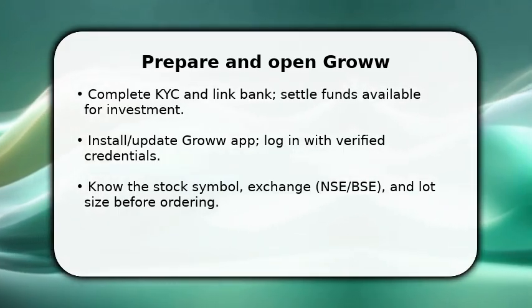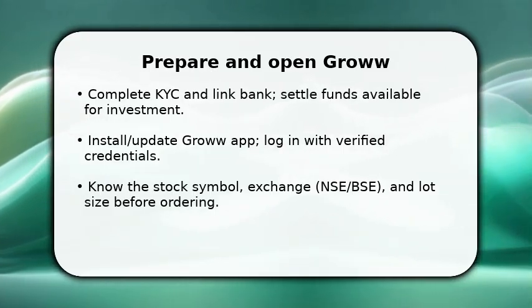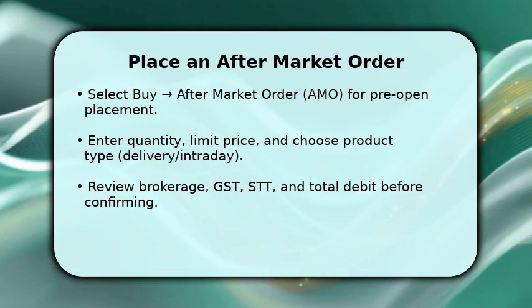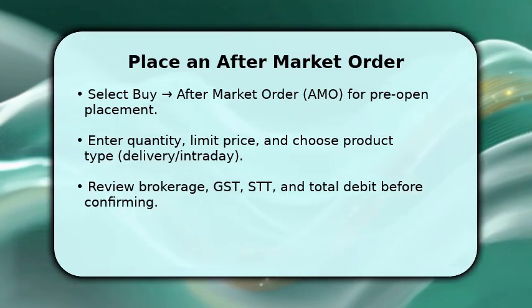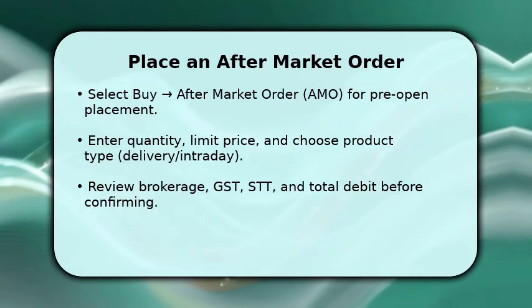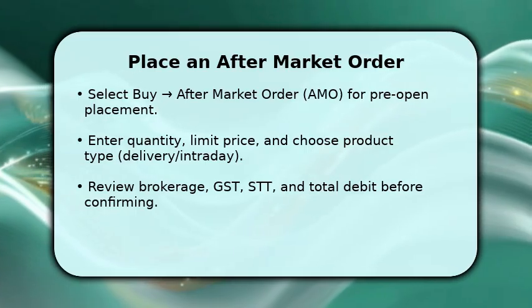Do this right away so you can access the aftermarket order option in the next step and set up your pre-market intent. Once on the stock buy screen, choose aftermarket order or AMO. This is Groww's mechanism for orders placed before the session opens. Enter quantity and set a limit price. Don't use market here because AMO executes on open only within exchange price bands.